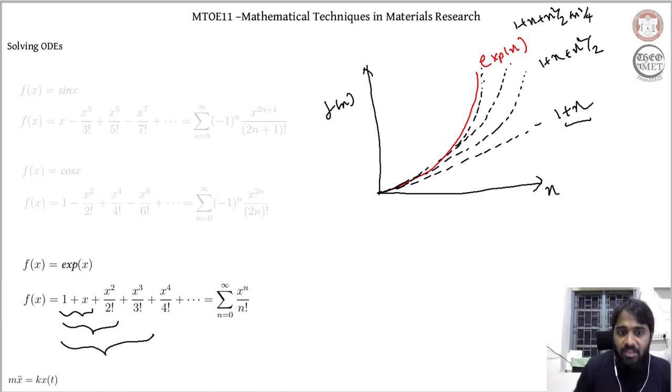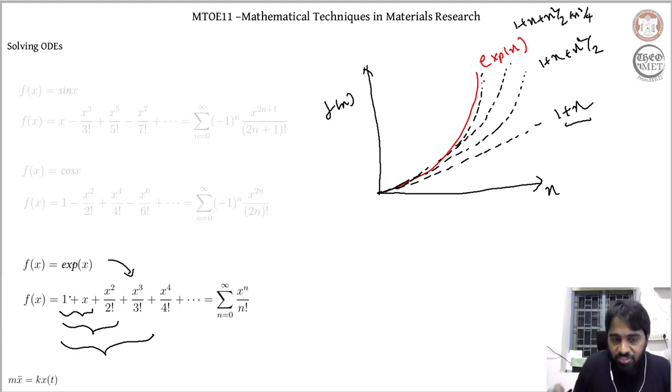So it means the more terms I have in my solution, the more accurate my solution is going to be. The more terms I have, the more accurate my approximation is going to be, and the more accurate my series representation of my original function is going to be. That is what this plot here shows.